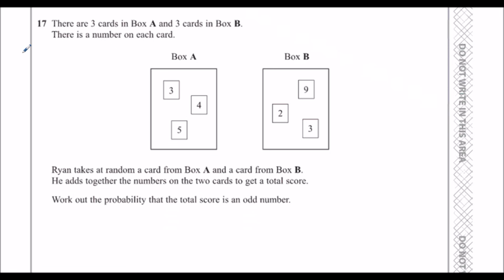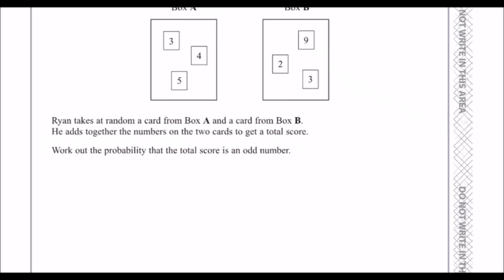Question 17. There are 3 cards in box A and 3 cards in box B. There is a number on each card. Ryan takes at random a card from box A and a card from box B. He adds together the 2 numbers to get a total score. Work out the probability that it will be an odd number.